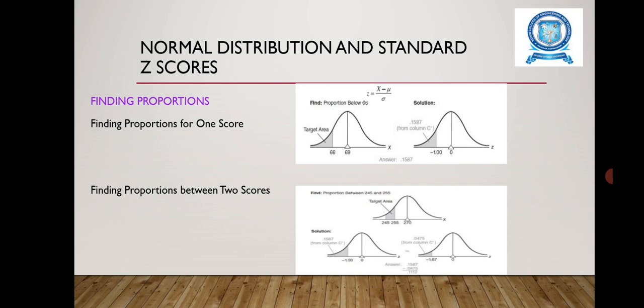Finding proportions. Finding proportions for one score. Sketch a normal curve and then shade in the target area. Plan your solution according to the normal table. Convert x to z, which is shown in the first figure.